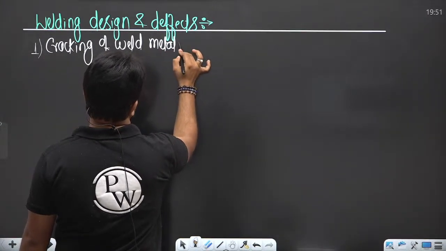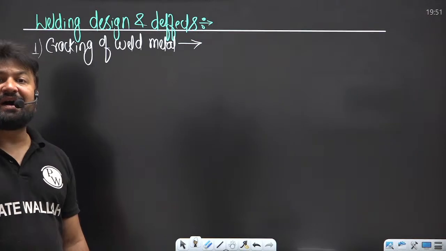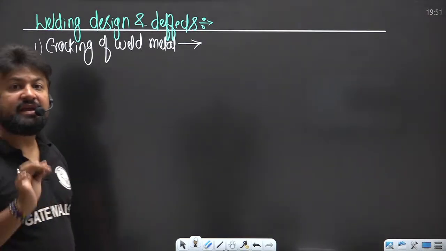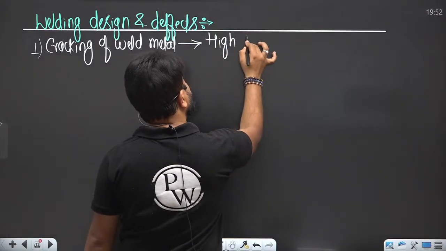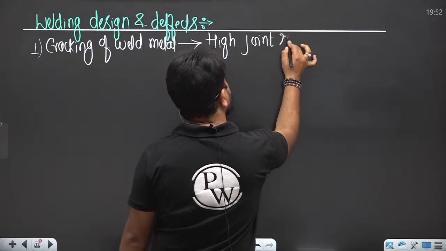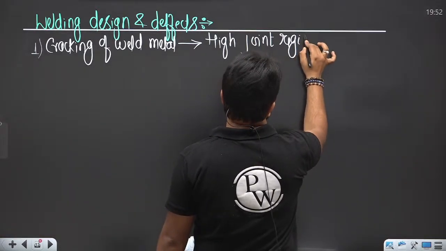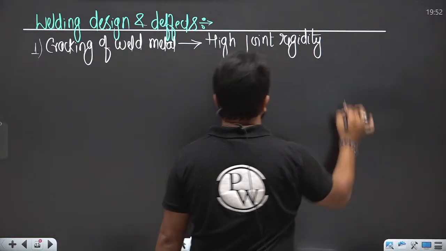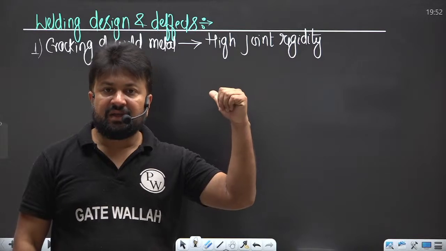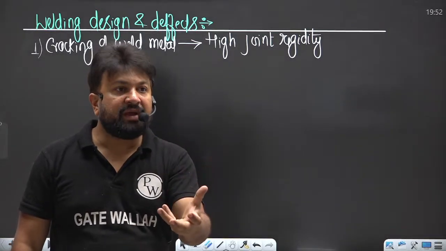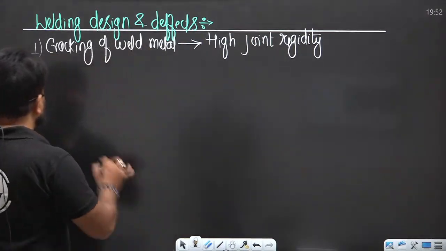Why cracking of weld metal? The cracking of weld metal is because the joint has high rigidity. This is the reason. Why is the joint rigid? Because of improper cooling.